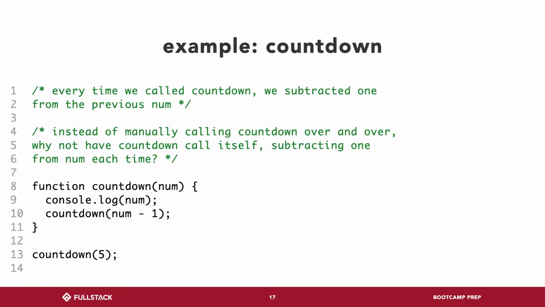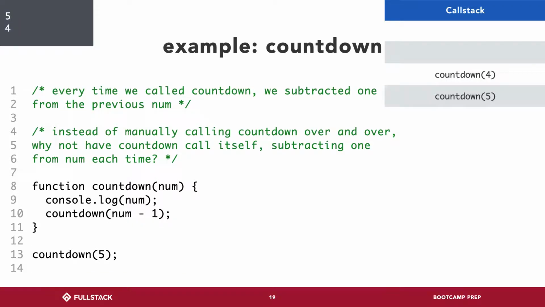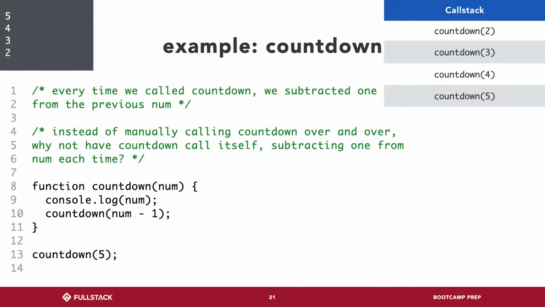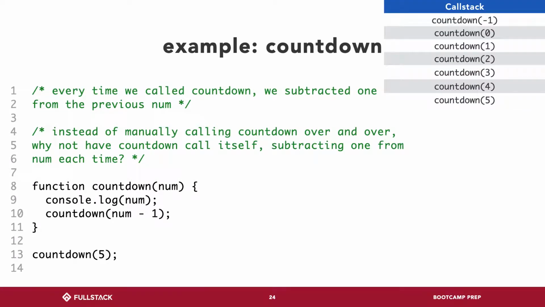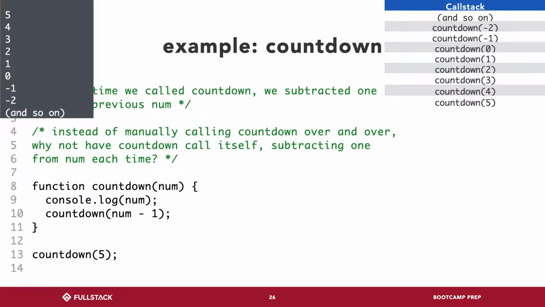Cool. So countdown of 5 goes on, and we see console.log 5 up there. Then countdown of 4 goes on, and we see console.log of 4. Then we see the 4 over there, right? And then 3 goes on, and then 2 goes on, and then 1 goes on, and then 0, and then negative 1, and then negative 2, and so on.